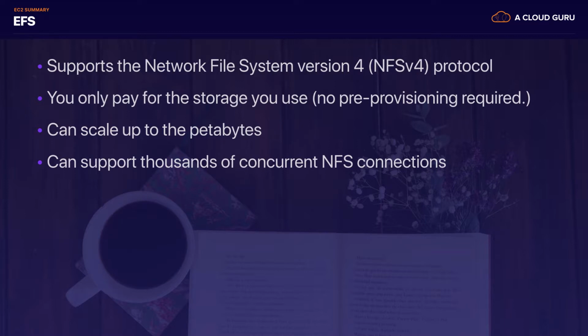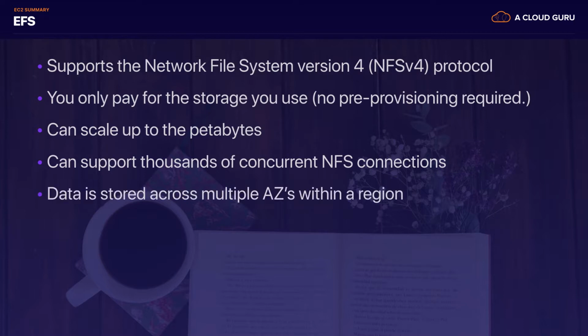And remember, if you need shared storage, you can't share EBS with multiple EC2 instances. Doesn't work like that, but you can create an NFS EFS mount, and then you can store your files in there, and multiple EC2 instances will be able to access it. And with EFS, data is stored across multiple availability zones within a region, and in terms of the consistency model, you get read after write consistency.